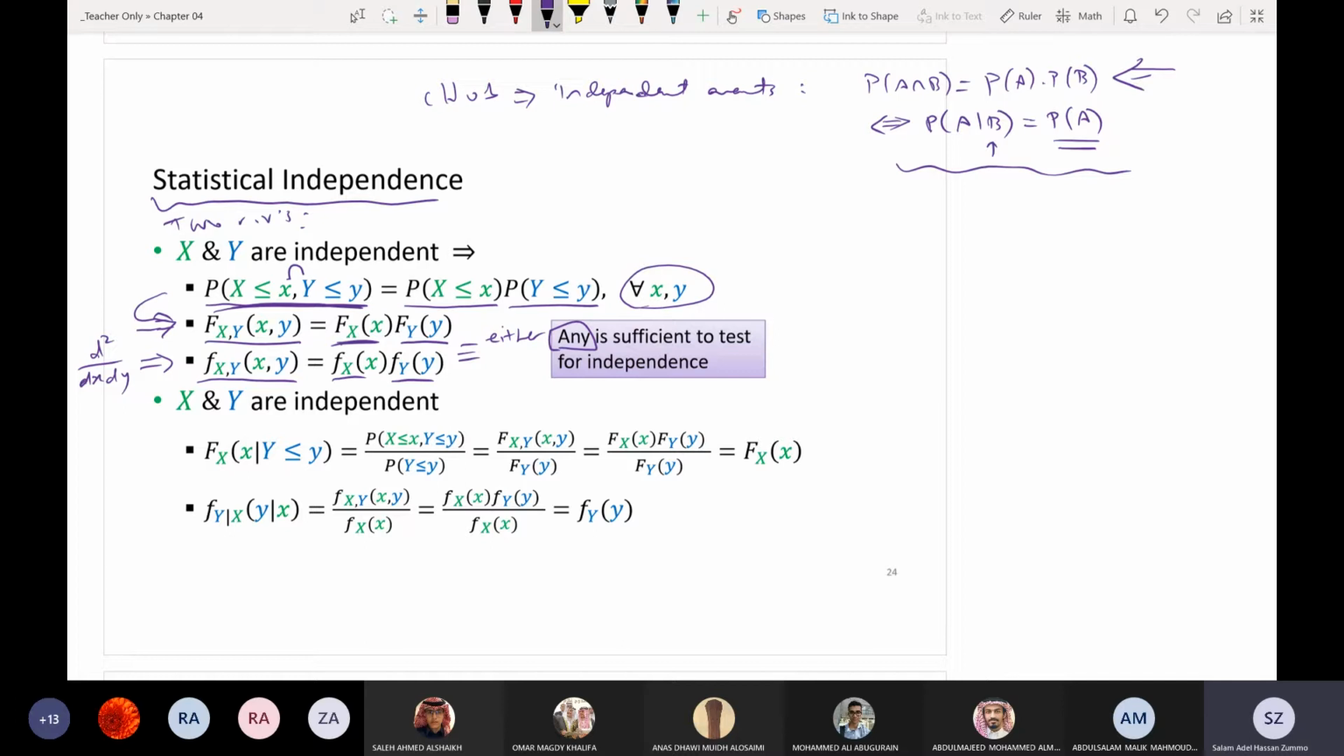In random variables, if we take it the same way, if we would like to find the conditional CDF of x given y less than a specific number, the interval conditioning that we have done before, this is equal to the joint probability of x less than x, y less than y, divided by the probability of y less than y. And this is by definition the joint CDF of x and y divided by the marginal CDF. Now, if they are independent, this joint becomes the product of the marginal CDFs.